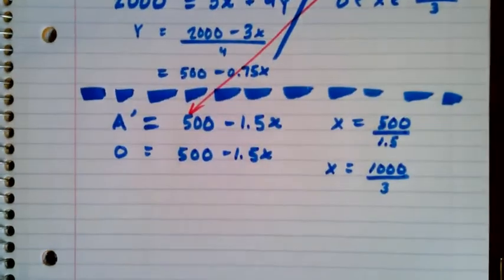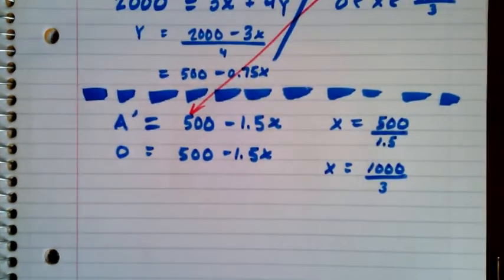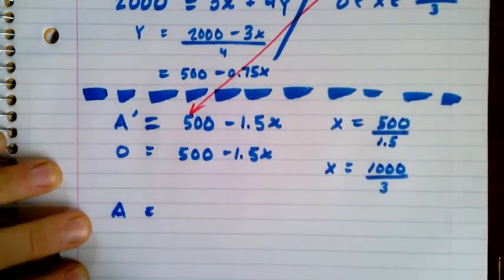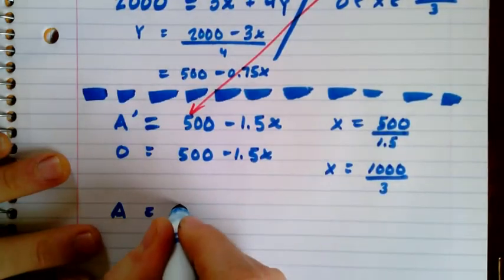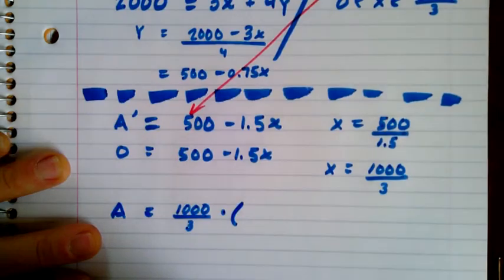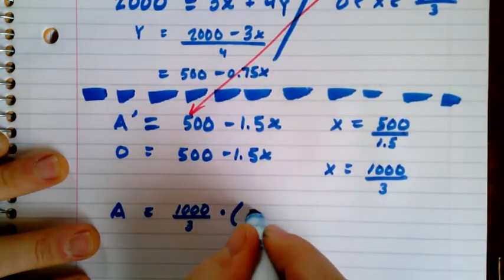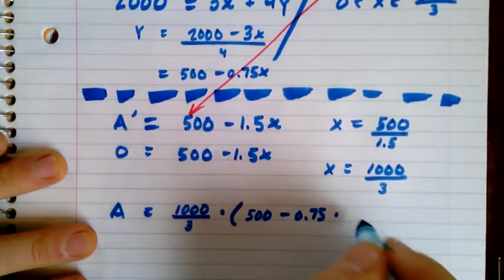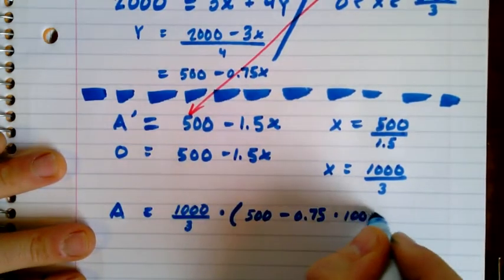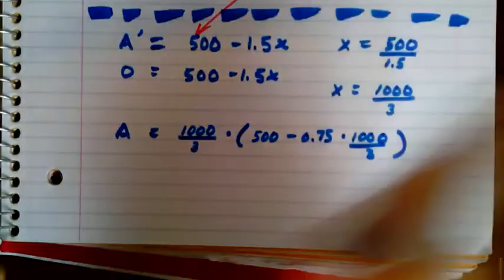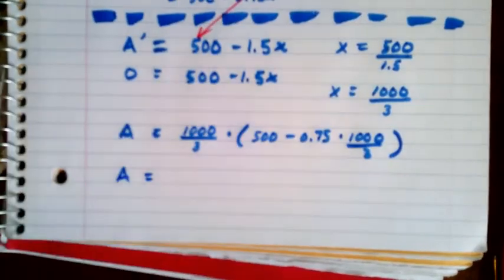The problem asks us for, does it want the dimensions or the area? It says, what is the maximum possible area of the enclosure? So I'm just going to say this. The area is equal to the x value multiplied by 500 minus 0.75 of 1,000 over 3. And when you get that number, that will be your answer.